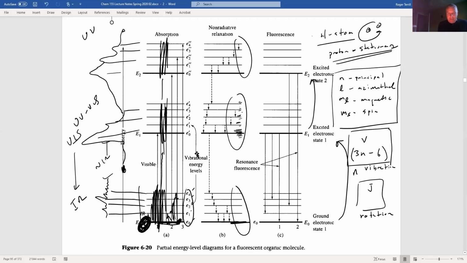So if you put in a photon with an energy equal to E0 minus E1, right? If you put in a photon, this molecule, with exactly that much energy, will you see an absorption? If you put in a photon with just this much energy, right, will you observe an absorption? No.